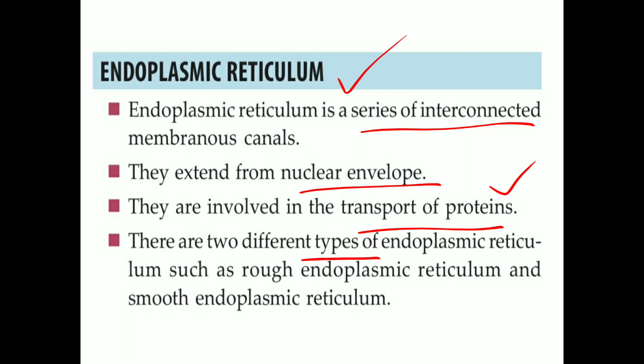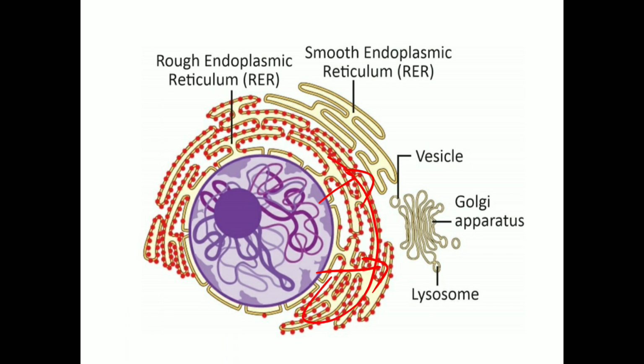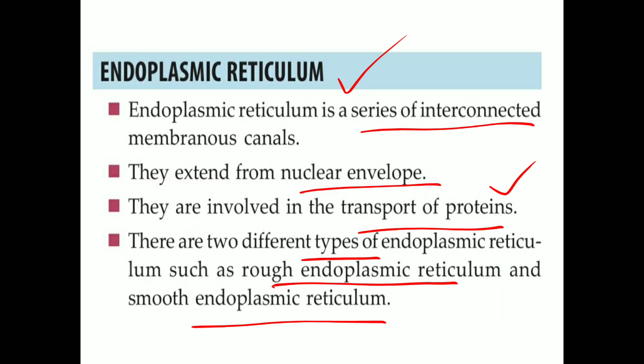There are two different types of endoplasmic reticulum, rough endoplasmic reticulum and smooth endoplasmic reticulum. The first one is rough endoplasmic reticulum. To its walls, the ribosomes are attached, making it rough in appearance. And this is smooth endoplasmic reticulum, where there are no ribosomes attached.